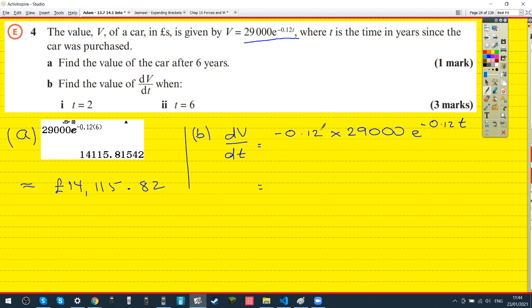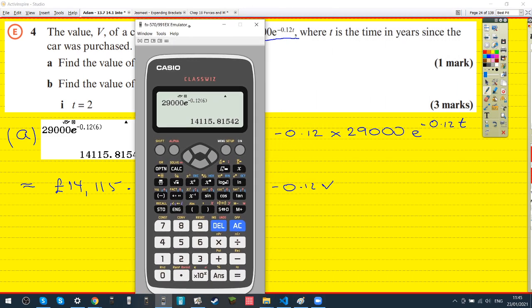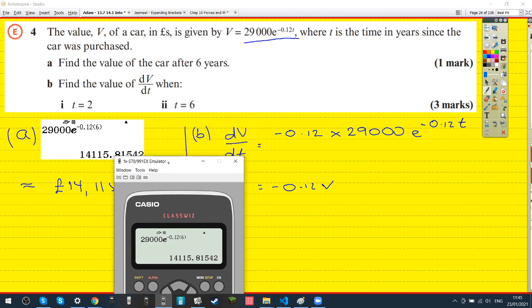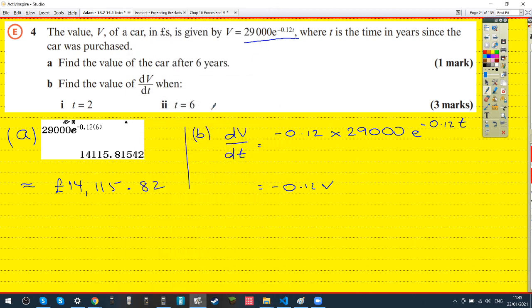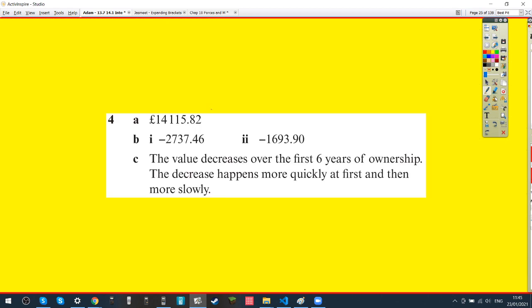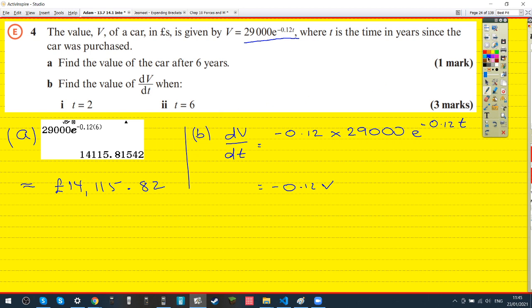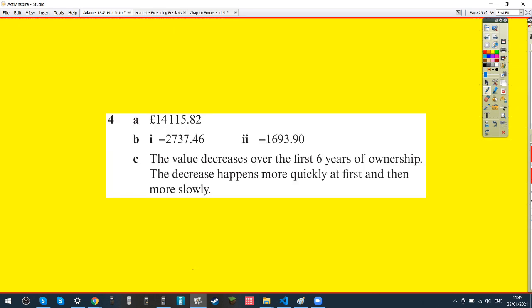Okay. And let me use that technique that was in the previous question. So it was minus 0.12 times that. That is the same as V, and so it's minus 0.12V. And so when time is 2, it doesn't get any easier. Was it minus 2737.4? Yeah. Okay, great. I accidentally cut out part C. Oops. Part C. Okay, that's good. We are good.